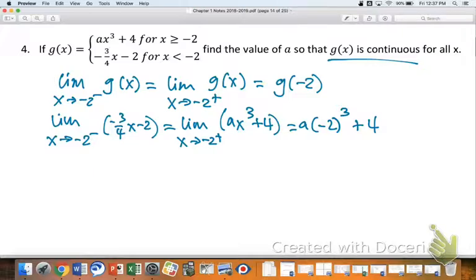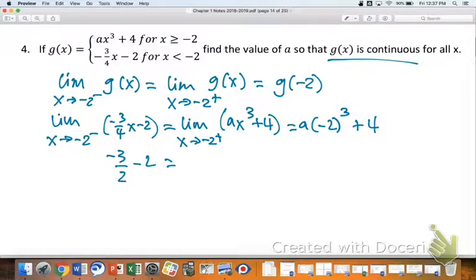Okay, anytime you've got a limit and you're trying to evaluate it, what might be the best and first thing you should think about as far as a method? Yeah, plug it in. Just try direct substitution, totally. So if I do that, negative 2 going in there for x on the line, it would be negative 3/4 times negative 2. So that would be negative 3/2 minus 2.